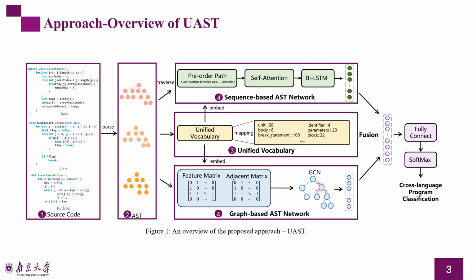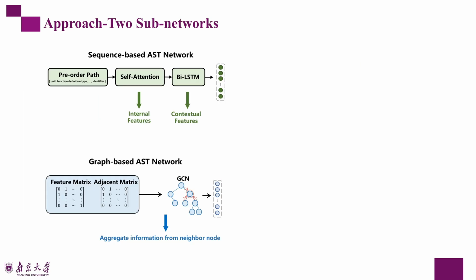After that, those embedded vectors are fed into different subnetworks to capture code features respectively. Finally, we fuse the separately learned features and conduct the classification task. That's the whole process. Next, let's focus on key parts of our model.